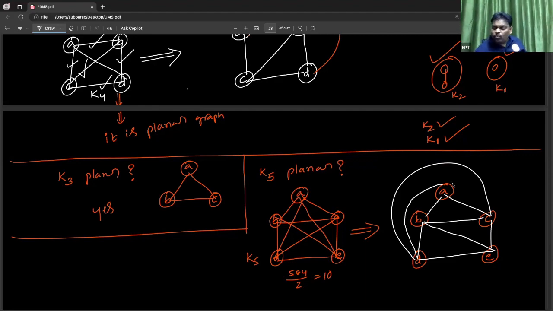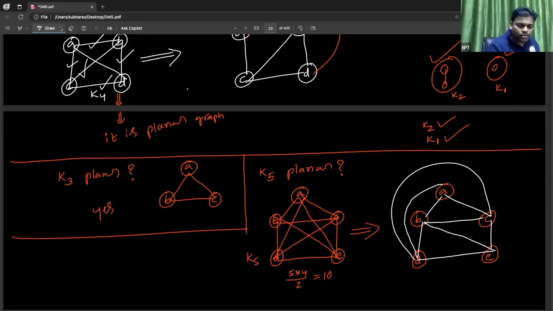Can I go upper? He is saying no. Can I go down? Can I go inside? He is saying no. I think there is no way. Inside also a problem is coming, from outside also a problem is coming. So one edge is left out. I am not able to complete one more edge.